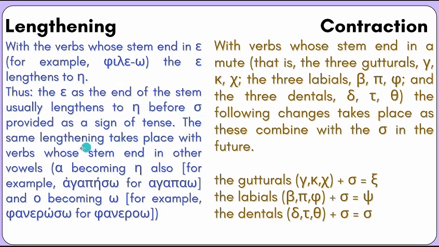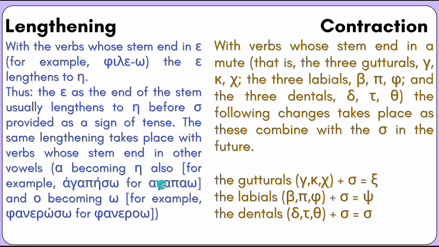and a stem that ends with other vowels like alpha also becomes an eta. It will be lengthened to an eta. So epsilon and alpha will lengthen to eta.